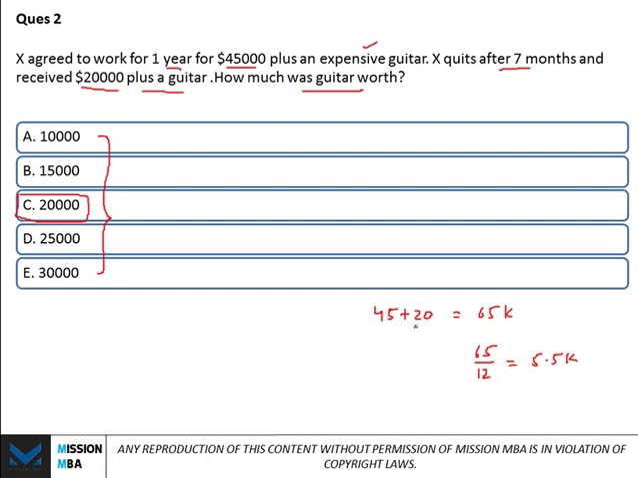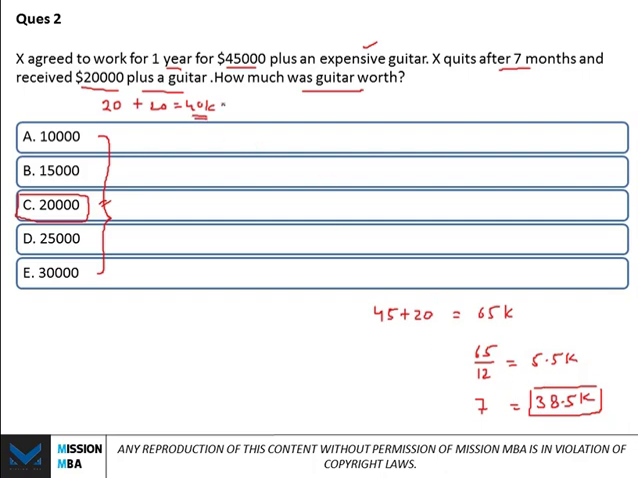So for now, 65K for 12 months, 1 month 5.5K. So for 7 months, you're going to have 35 and 38.5K. Alright, so we need to pay him 38.5K. And what are we paying him? We are paying him 20K plus the guitar. That means 20 plus guitar 20. That's 40K. So guys, clearly, we are paying him more than we should have paid.